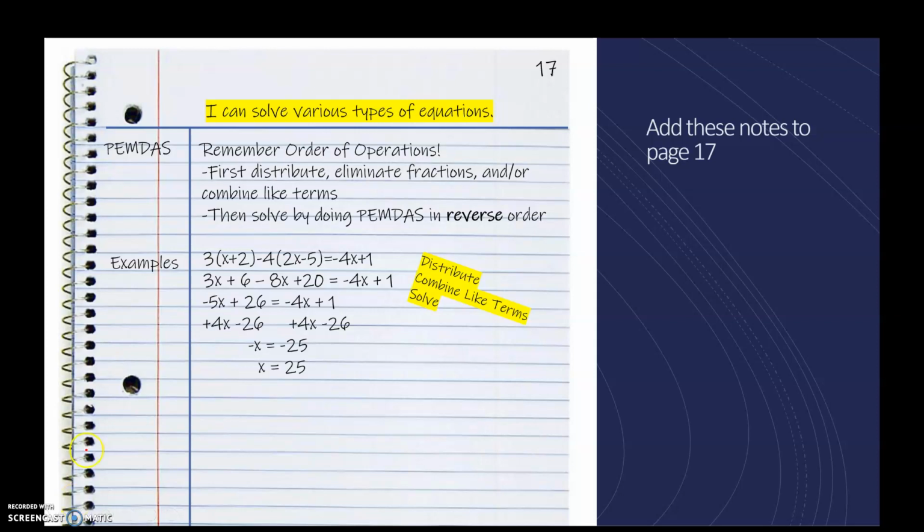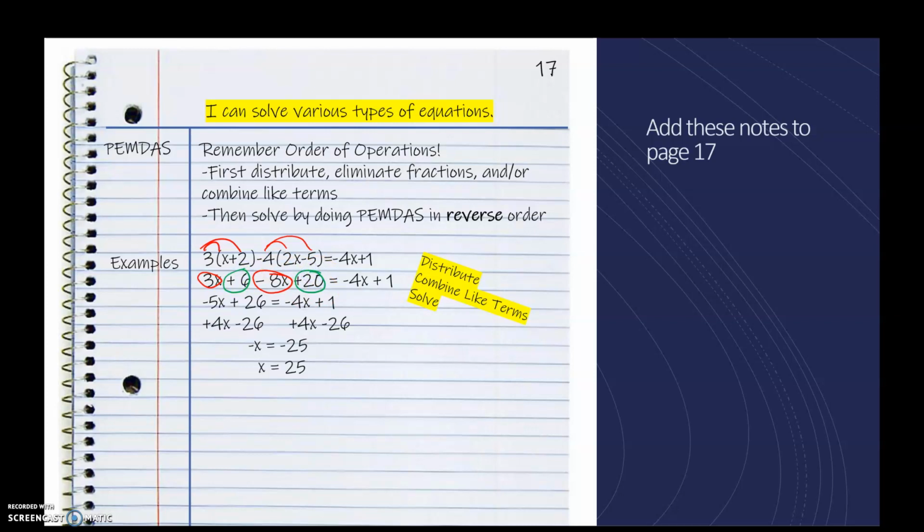So what we did at the beginning is we distributed. That's how we got the second step. And then we combined. So the next step, we combined 3x and -8x. That's what gave us -5x. And we also combined the positive 6 and the positive 20 to get 26.